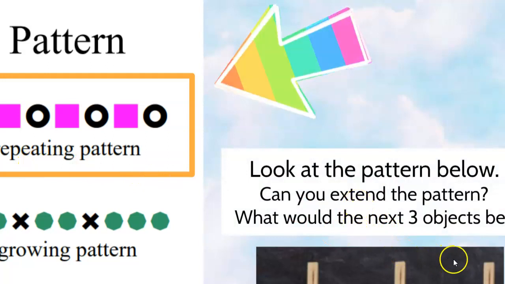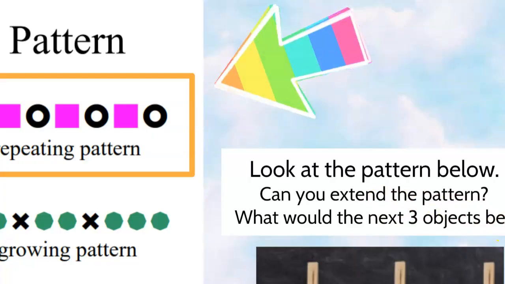So let's look at this pattern again. Here's the directions. Look at the pattern below. Can you extend the pattern? What would the next 3 objects be? Remember, that word extend, that was in our objective. It's in the standard too. That means we need to keep that pattern growing.